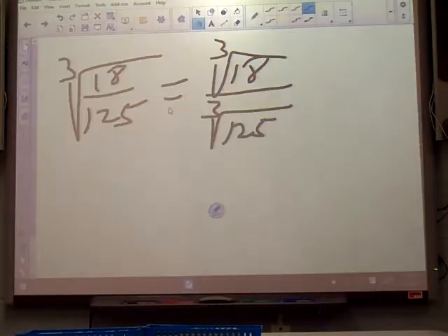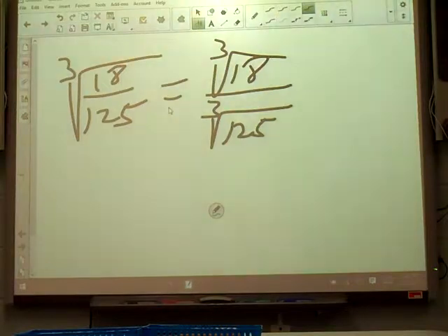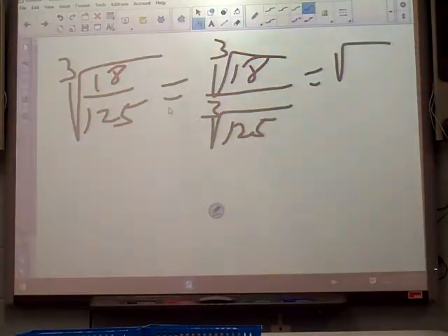Alright, on the numerator, is 18 a perfect cube? Sometimes itself 3 times equal 18. We made a list the other day. Chase is correct. No whole number times itself 3 times equals 18. Because 2 cubed is 8 and 3 cubed is 27, so we jumped right over 18, so we're going to leave that like it is.